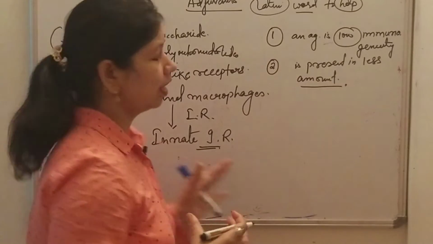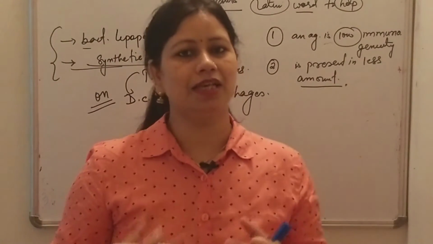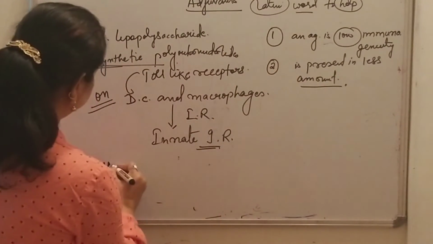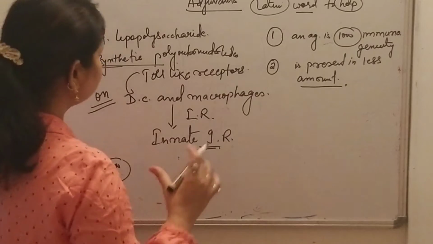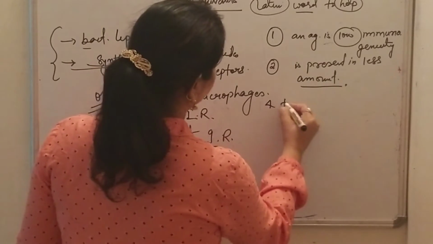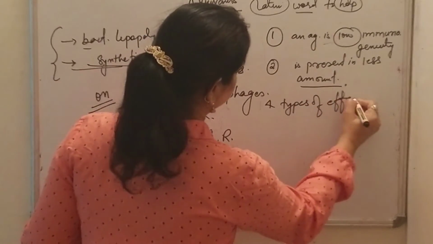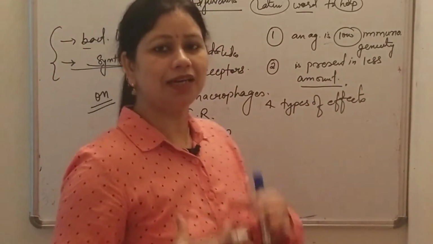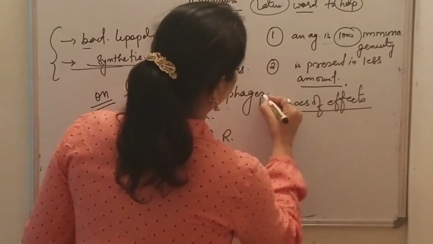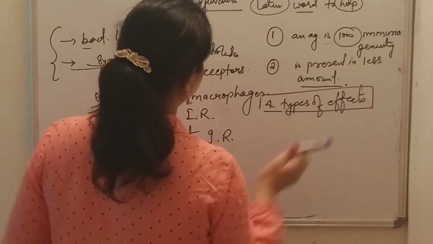Now I will discuss how an adjuvant increases the immunogenicity of an antigen. There are four types of effects exerted by adjuvants. We will see one by one what those four effects are.